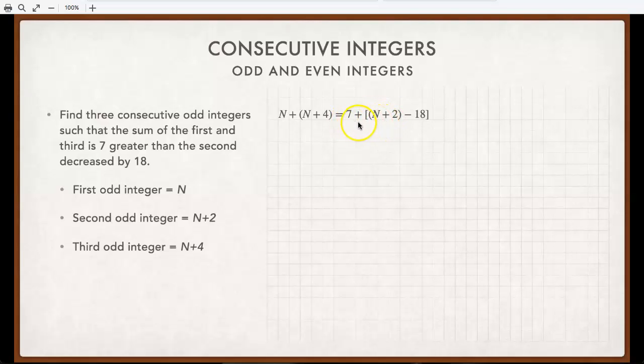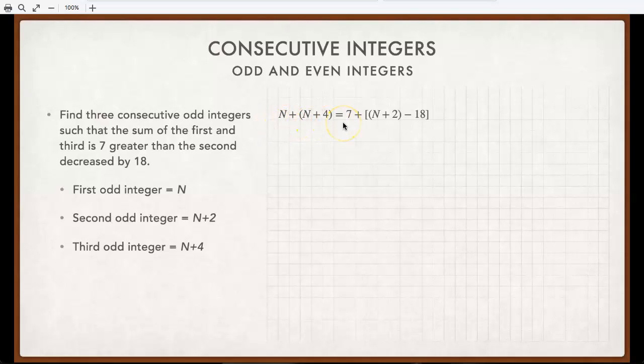So it's 7 greater than what? The second decreased by 18. The second is (n plus 2) decreased by 18, minus 18. Now notice here I've used parentheses for these other integers here, and it's very important to do that. For this particular problem it's not going to matter, but we'll see in the next one it does. So the first one is n, plus (n plus 4) is the third one, so we've got the sum of them there. And then here the second decreased by 18, (n plus 2), that's the second there, in parentheses again, decreased by 18, and we want 7 greater than that.